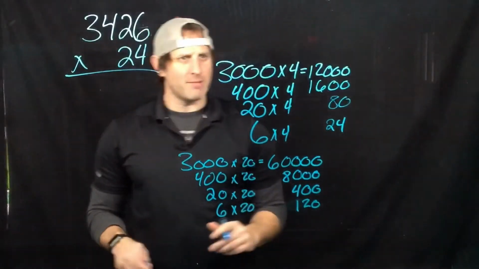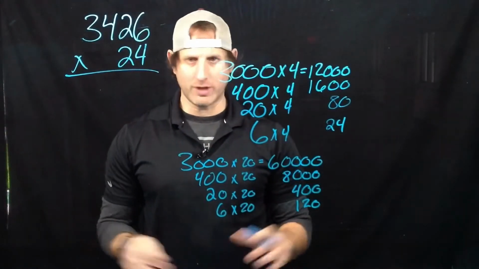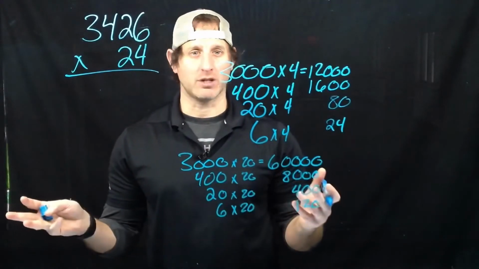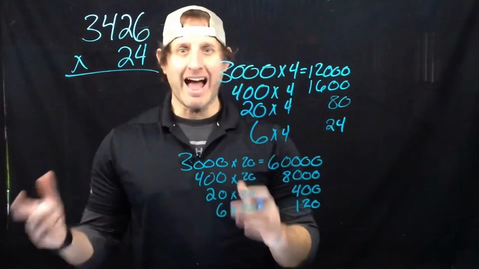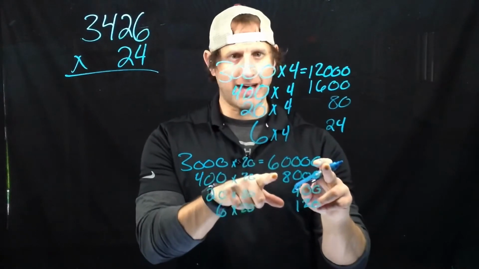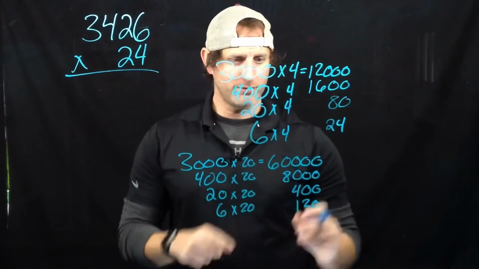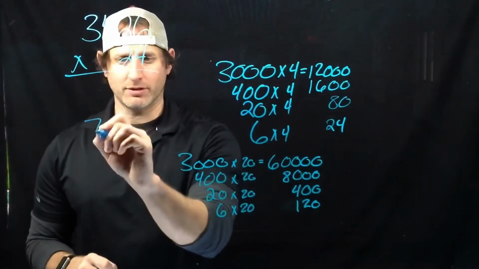Okay, so now you might be thinking, wait a second, now we've got all of these numbers. What do we do with them? Well, that's the easy part about multiplication, we're just going to take all of these numbers now and add them together. So let's take our 60,000, it is our largest. We're going to add 12,000 to it. So 60,000 and 12,000 is 72,000.